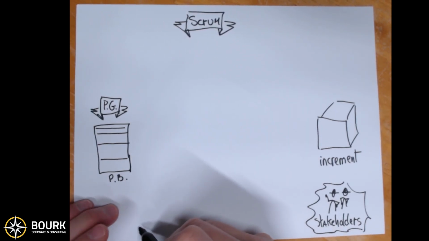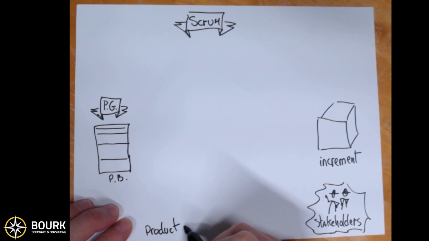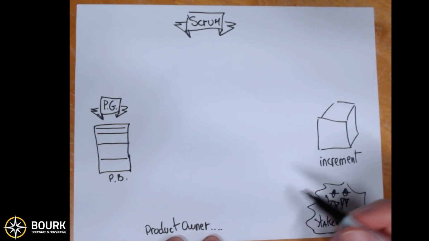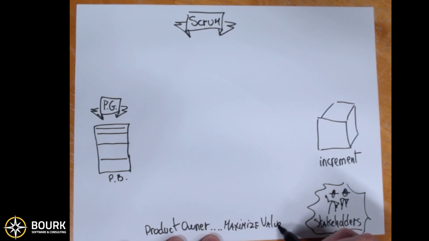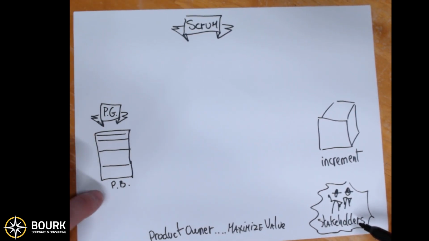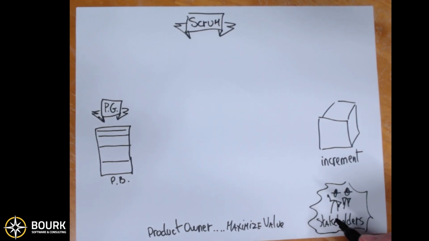And then in Scrum, there's this role, it's called the product owner. And the role of the product owner is to maximize value. Maximize value is done by managing the stakeholders' expectations and also ordering the product backlog, crafting the product goal, aligning the visions and stuff like that.